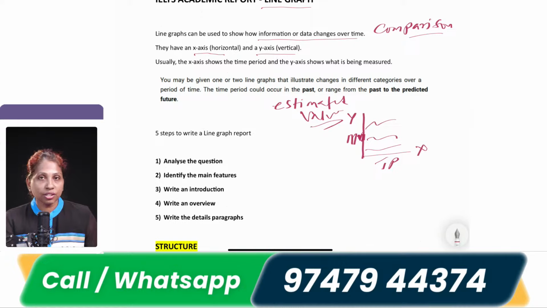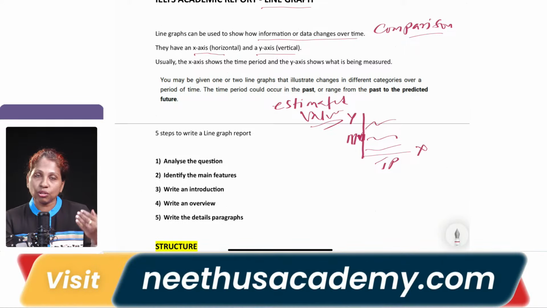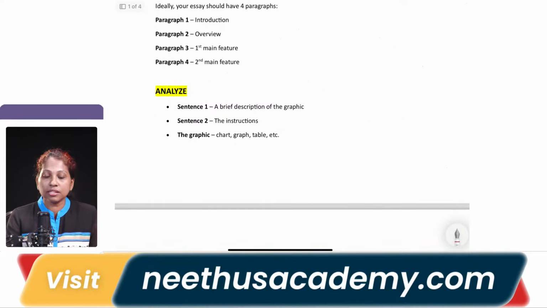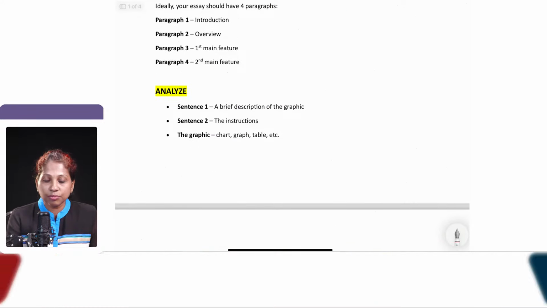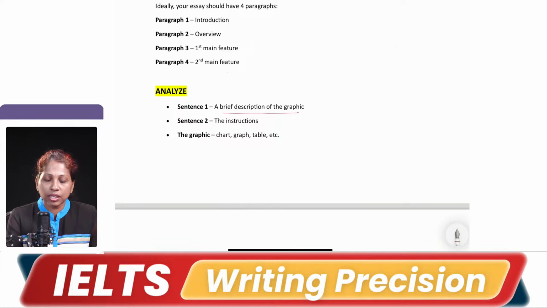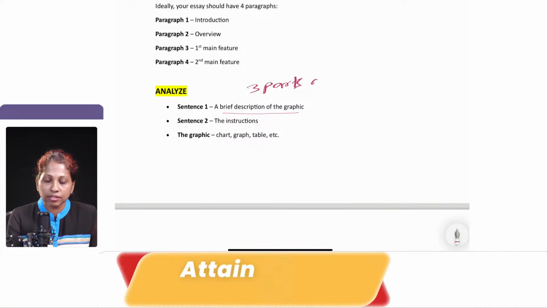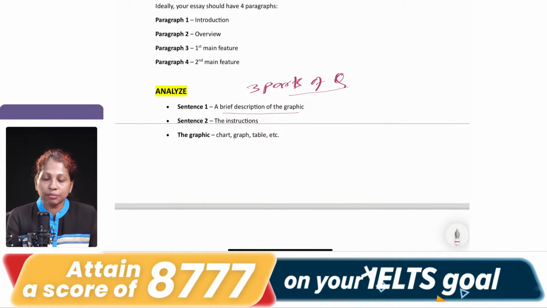Now, how do you write a line graph when you get the question in front of you? The question is generally divided into 3 parts. For all the questions of a report, it is divided into 3 parts. The first sentence gives a brief description of the graphic.